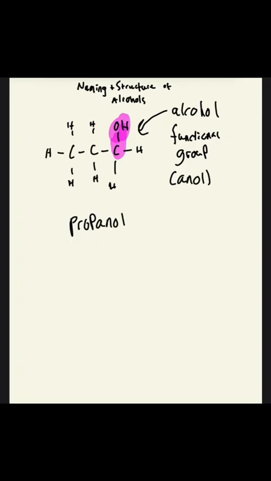Now, this is a primary alcohol because we have the OH group on the last carbon here. Because of where this OH group is, if the OH group was here, then it would be a secondary alcohol. And you can also have tertiary alcohols as well. We'll go through that now too.